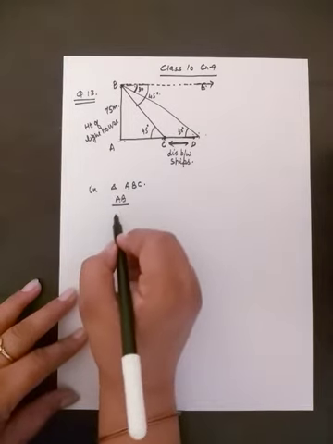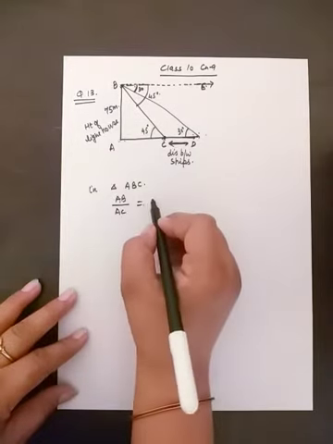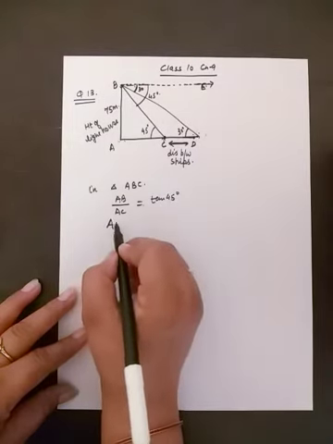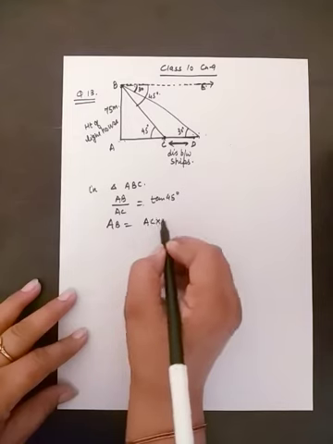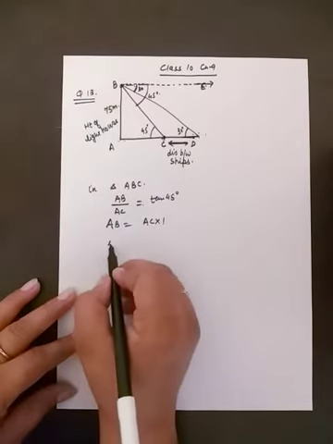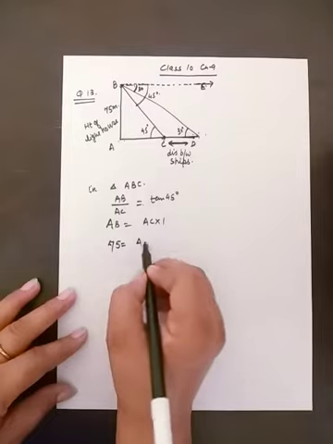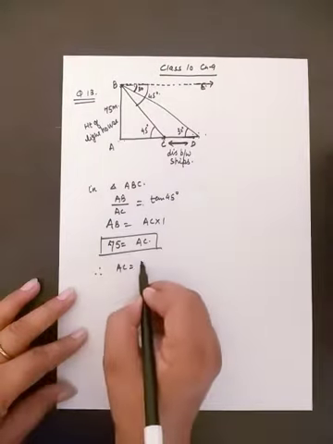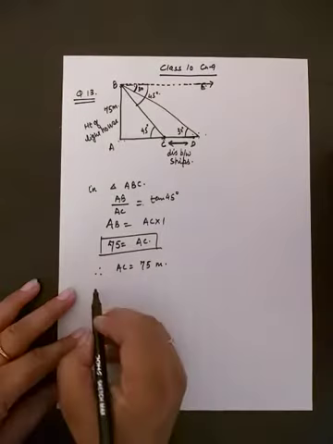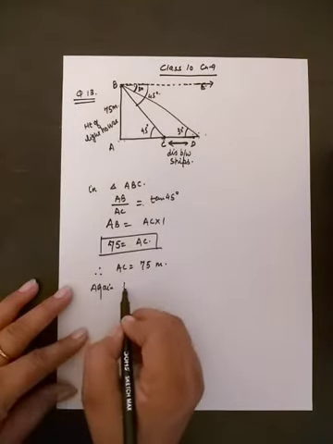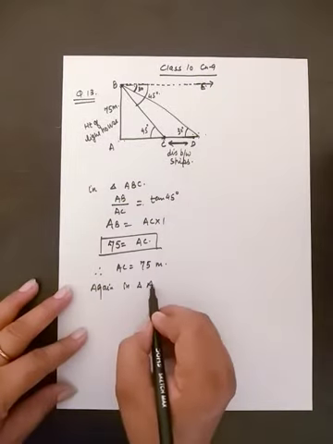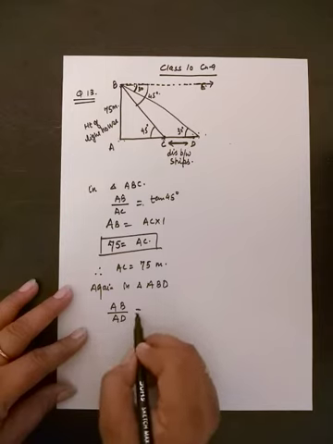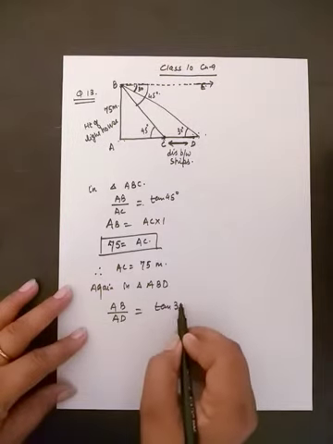AB by AC is equal to tangent 45 degree, and tangent 45 is 1. So therefore AB is equal to AC into 1, and AB is given to us 75 meter. So we get AC is equal to 75 meter. Again in triangle ABD, again AB by AD is equal to tangent 30 degree.